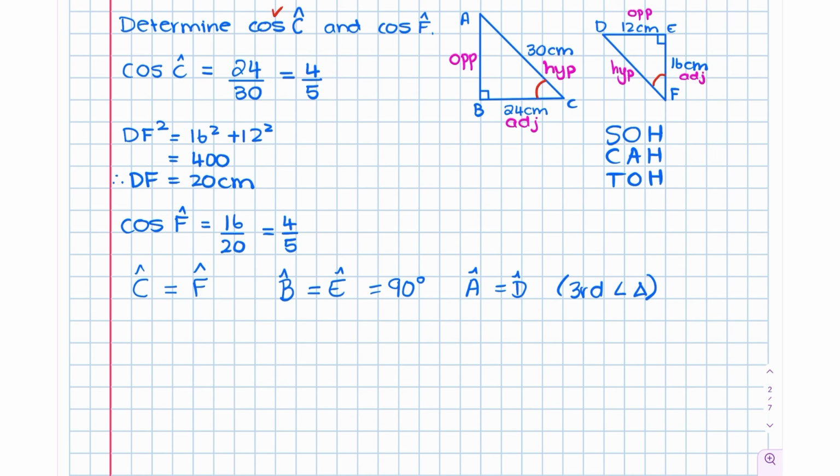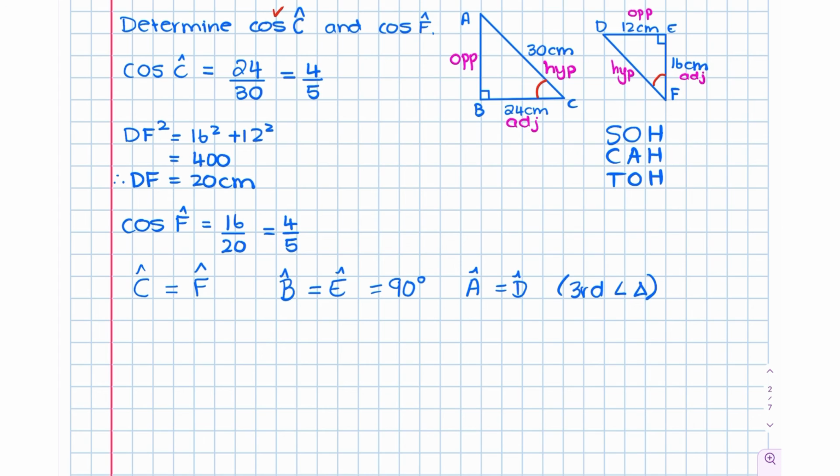Now we haven't been asked to prove this. It's just an observation at this stage. But this is where trigonometry becomes interesting, is because it doesn't actually matter what size the triangle is. If it's similar to another triangle, the trigonometric ratios that we work out will always be the same. So similar triangles have the same trigonometric ratios.